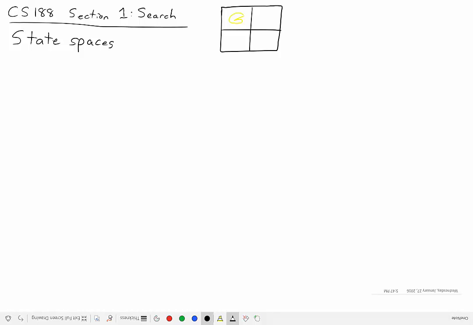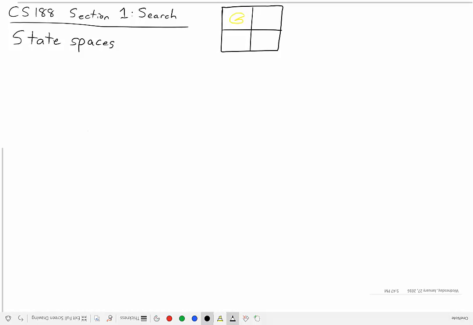So first we're going to talk about state spaces. Let's consider our running example of Pac-Man, which I drew here, a simple 2x2 grid with Pac-Man in the top left. As the agent, we have two questions that state spaces will help us with. So question 1.